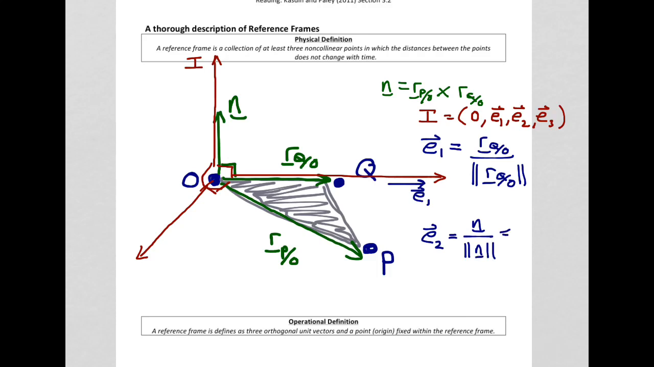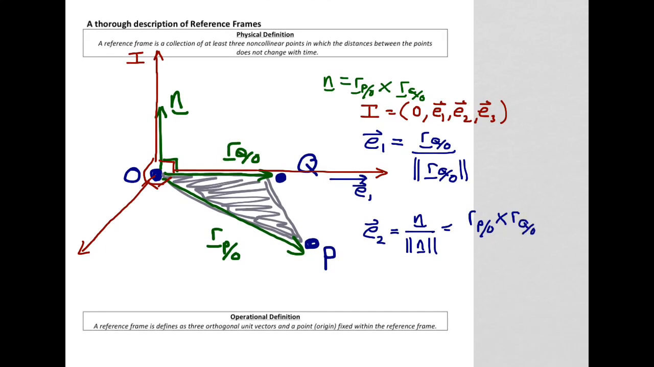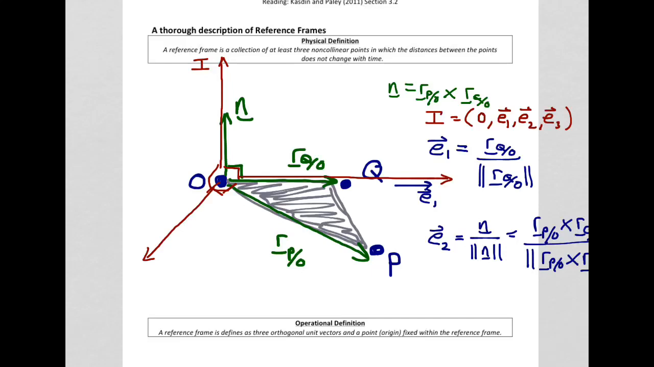And remember, we've already defined n as the position vector from O to P crossed with the position vector from O to Q. Looks like I forgot my underline, but we'll define this here. R of P with respect to O cross R of Q with respect to O, divided by the magnitude of P with respect to O cross the position vector of Q with respect to O. And that's giving us our unit vector E sub 2, which is along this vertical axis. So then draw the unit vector there, so we know where that is.